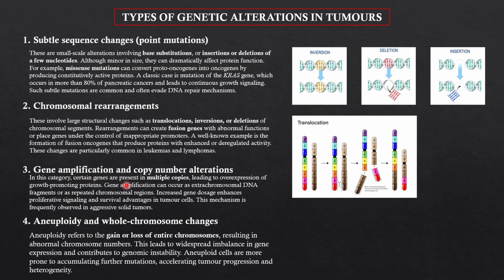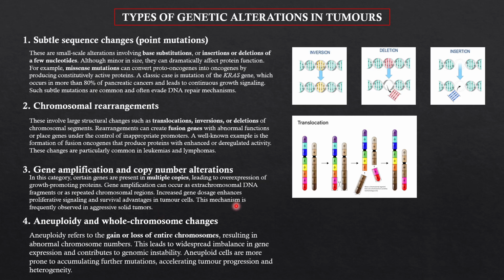Gene amplification and copy number alterations. In this category, certain genes are present in multiple copies, leading to the overexpression of growth promoting proteins. Gene amplification can occur as an extrachromosomal DNA fragment or as repeated chromosomal regions. This increases the gene dose, and enhances proliferative signaling and survival advantages in the tumor cells. This mechanism is frequently observed in aggressive solid tumors.